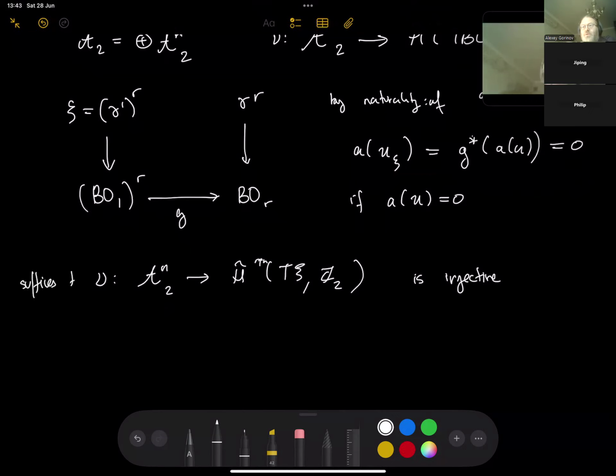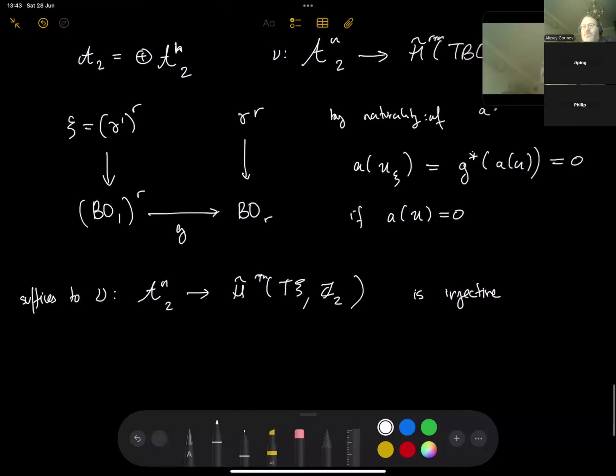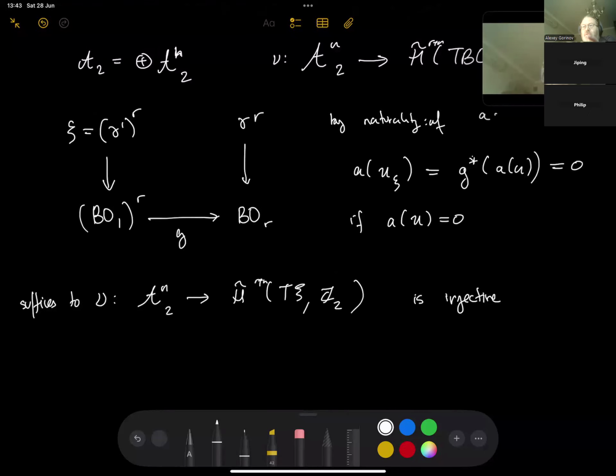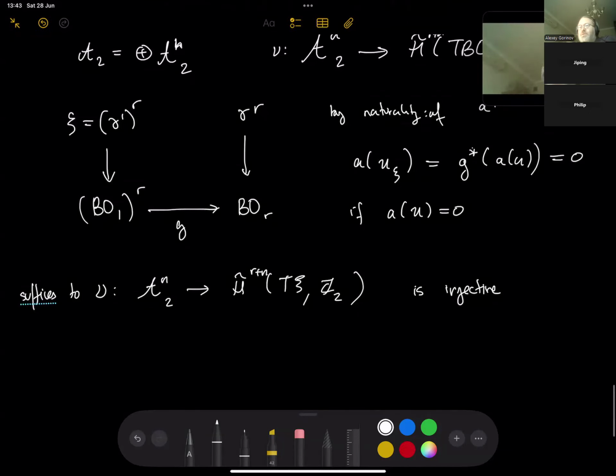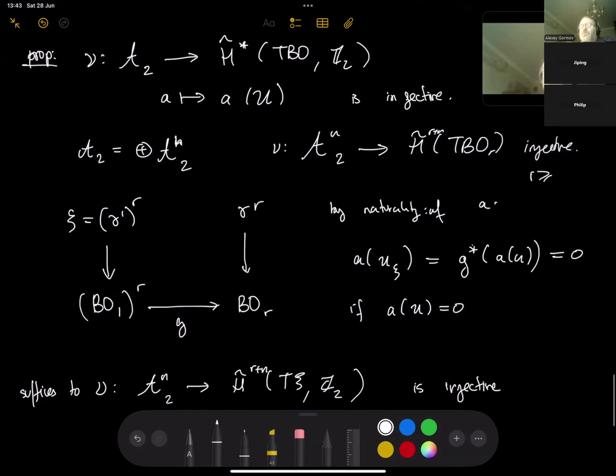I'm sorry, what's the index on the right? Is it r plus n? R plus n. Okay. And r is supposed to be greater than n, the rank? Yes, r is greater than n here, because to use this definition. Okay.